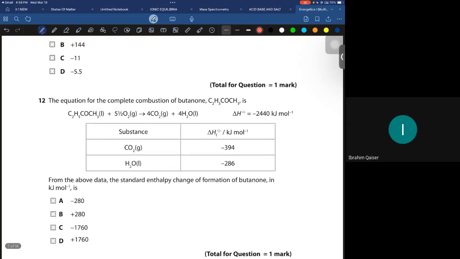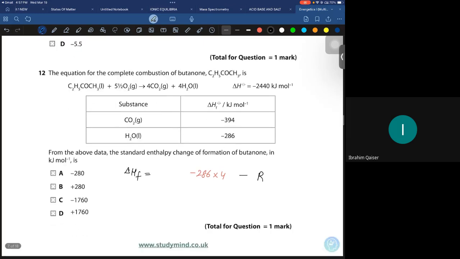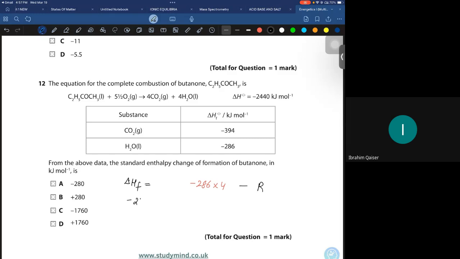Formation is product minus reactant. Product is water, which is minus 286. The coefficient for water is 4. I'm going to apply the formula, that is delta HF is equal to product minus reactant. Since the delta HF is also given to you, that is minus 2440, is equal to this is 0, this is 0, and this is what we have to find out.